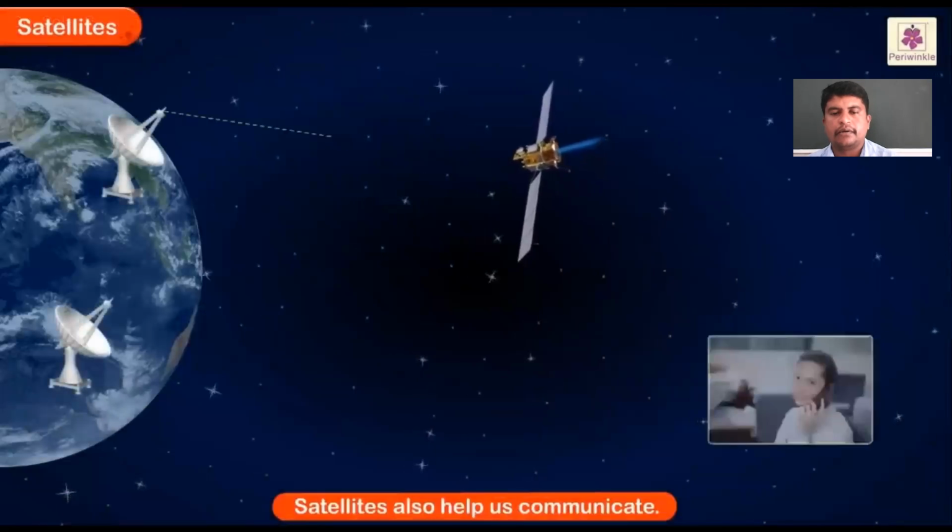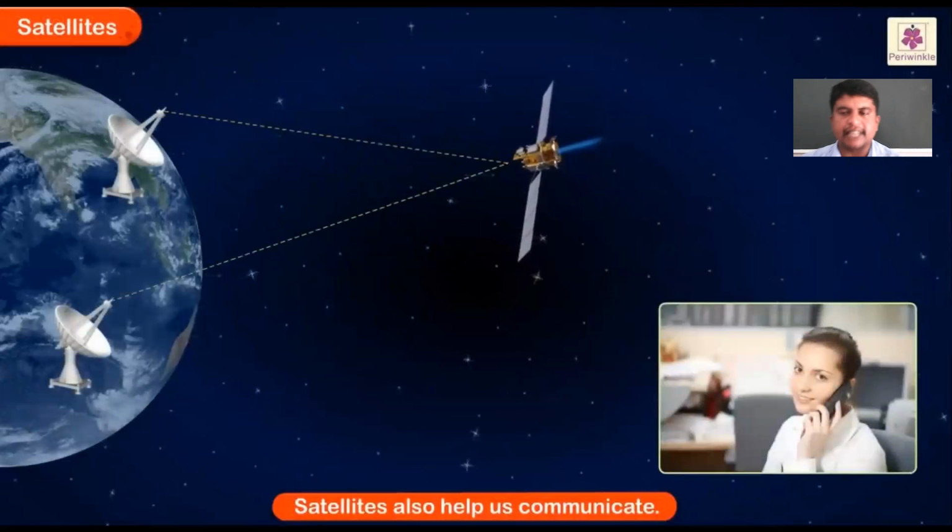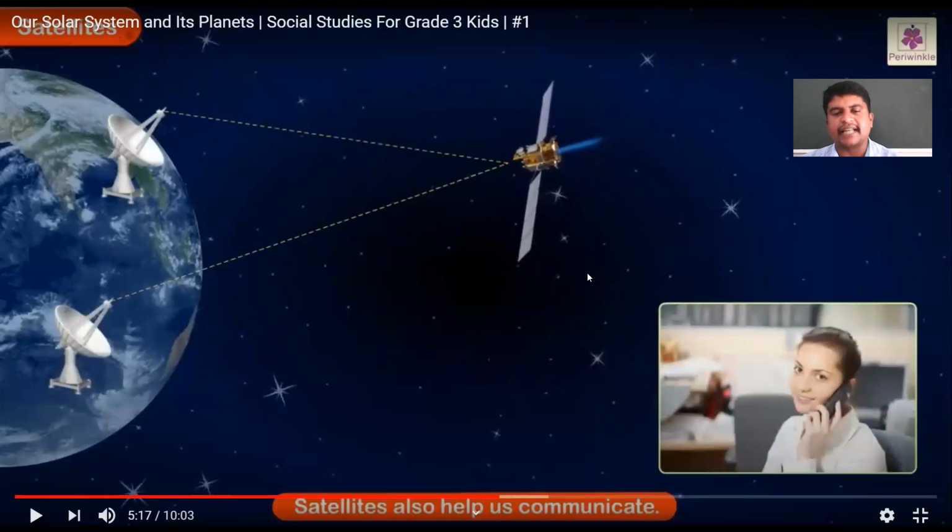They also help us communicate. The second use of the satellites is to help us communicate. Communication is carried out through the satellites. For example, I am an Indian, but I can talk to an American from where I am sitting, through phone calls, right? For this, the satellites are very useful.